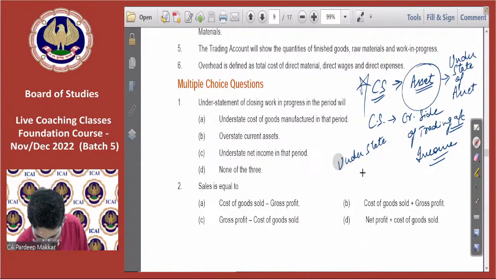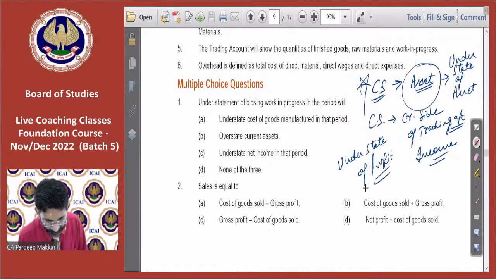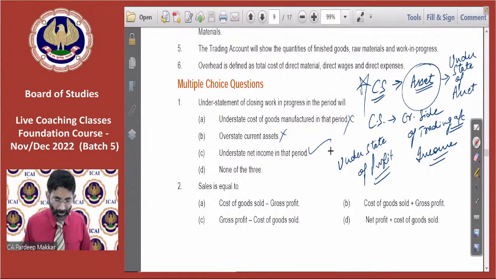Understatement of profit, both will be understated. So understate net income in that period, this is okay. This is wrong. Overstate current asset is purely wrong because this will understate current assets. Understate cost of goods manufactured is also wrong because in that case, obviously your cost of goods manufactured will increase instead of decreasing. If your income is decreased, your expenses will increase, not decrease. So this is also not correct. This is also not correct. The answer is C.